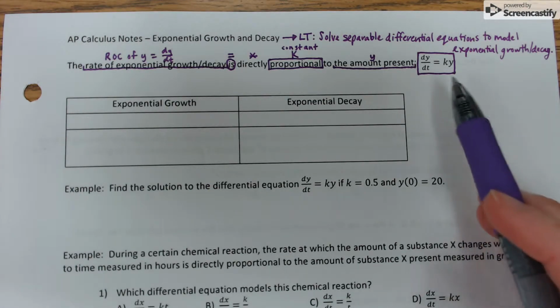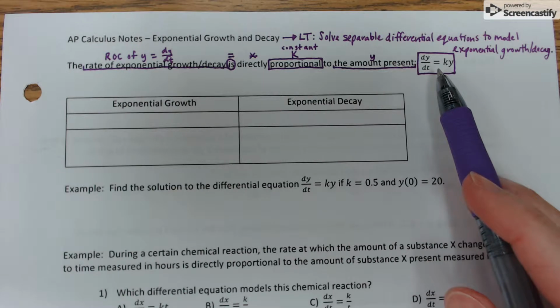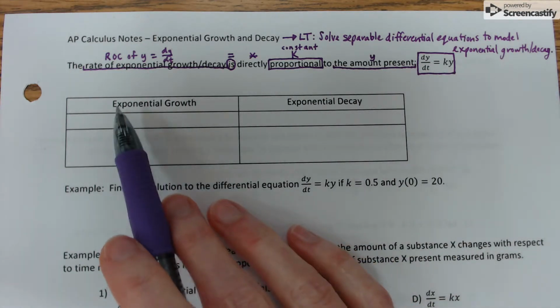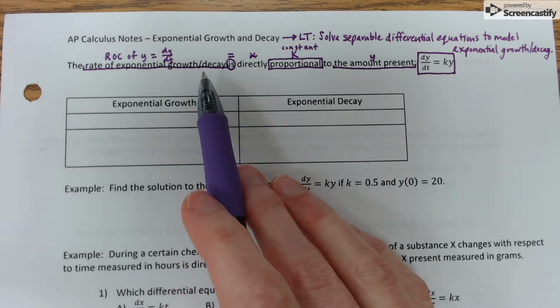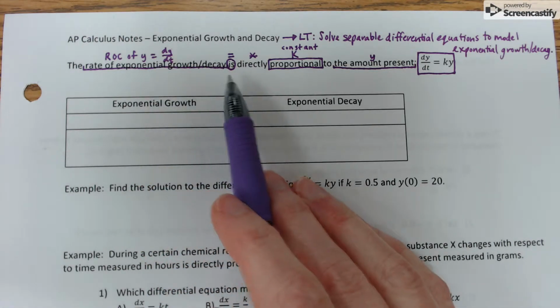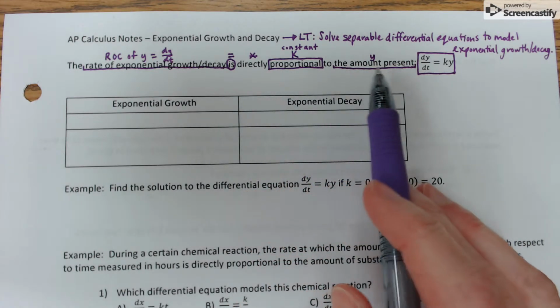The first thing I'd like to talk about is why this differential equation represents exponential growth and decay. And that is because the rate of exponential growth and decay, which we use dy/dt to represent, is directly proportional to the amount present.